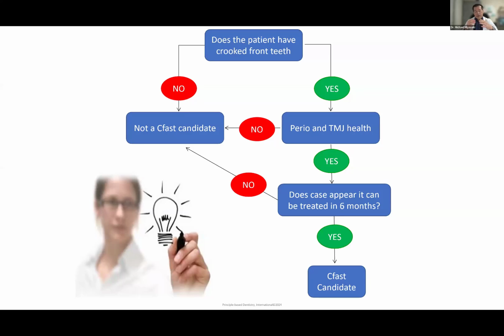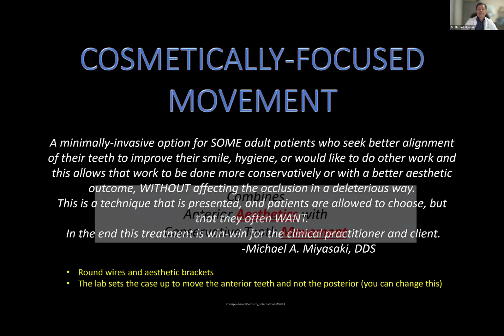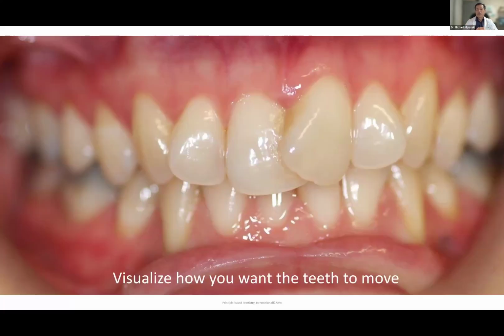So if they're really a candidate for tooth movement, if their periodontal health and their joint health are looking good, and if I think I can move those teeth within 6 months with what I'm going to show you in just a second, then I'll go ahead and keep them in the practice. We're going to cosmetically move their teeth. I may not move the back teeth. I may just align the front teeth, the ones where we intend to place veneers, so that I can do minimal tooth reduction if we have to do any at all. So we're going to combine anterior aesthetics with our conservative tooth movement.